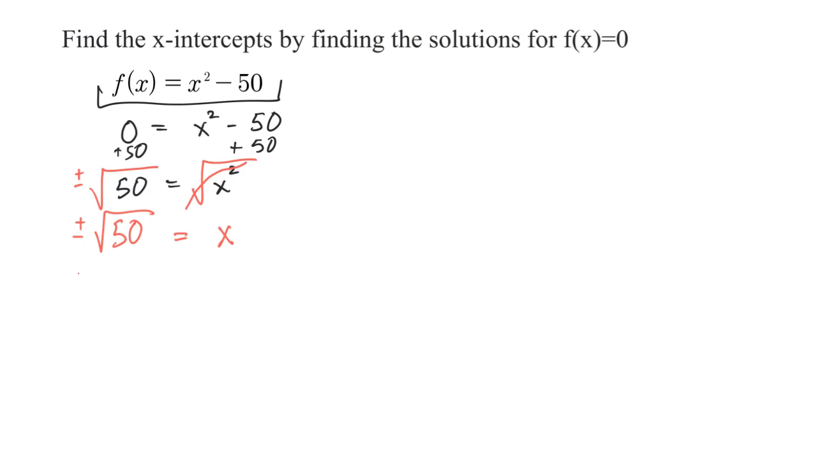Now, just to practice our square root simplifying skills, the square root of 50 is the same as 25 times 2. So I could write this as plus or minus the square root of 25 times the square root of 2, or plus or minus 5 root 2. That's probably the answer that I'd like to see. So that's the principle of square roots. You try one.